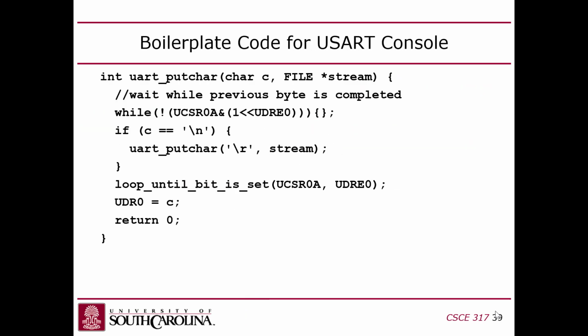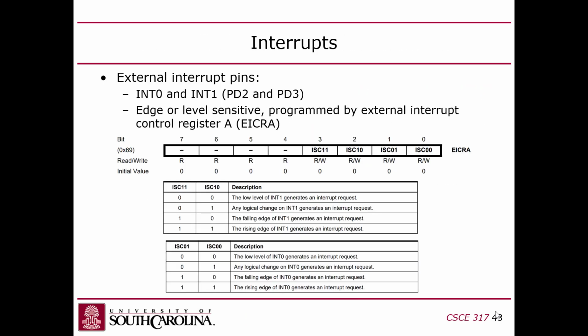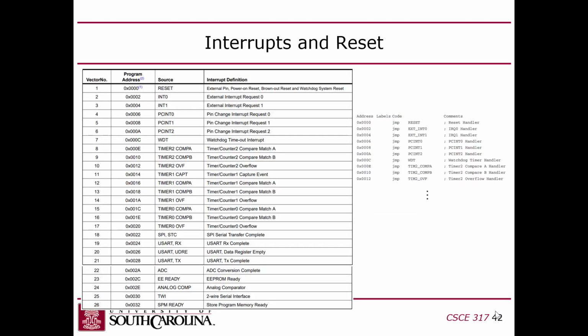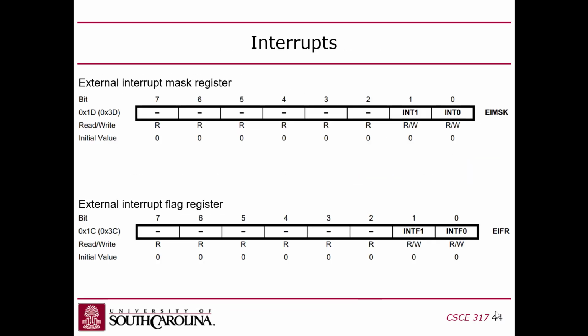Let's talk about the external interrupt first. The external interrupt mask register, for instance, is an 8-bit register. 6 of the bits are just wasted, and the 2 low order bits correspond to interrupt 0 and 1. So you can turn on external interrupt 0 or 1 in this external interrupt mask register. Okay.